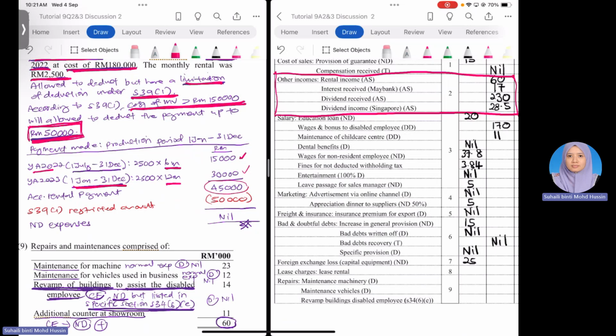The restriction says that if the cost of the motor vehicle exceeds 150,000 ringgit, you are only allowed to deduct up to 50,000 ringgit. Now you have paid only 45,000 ringgit and the restriction is 50,000 ringgit, so all of the amount you paid is allowed for deduction, because it's less than 50,000 ringgit. No further adjustment is needed because you already deducted the full amount in the SOCI previously. So in the tax computation, you write nil.